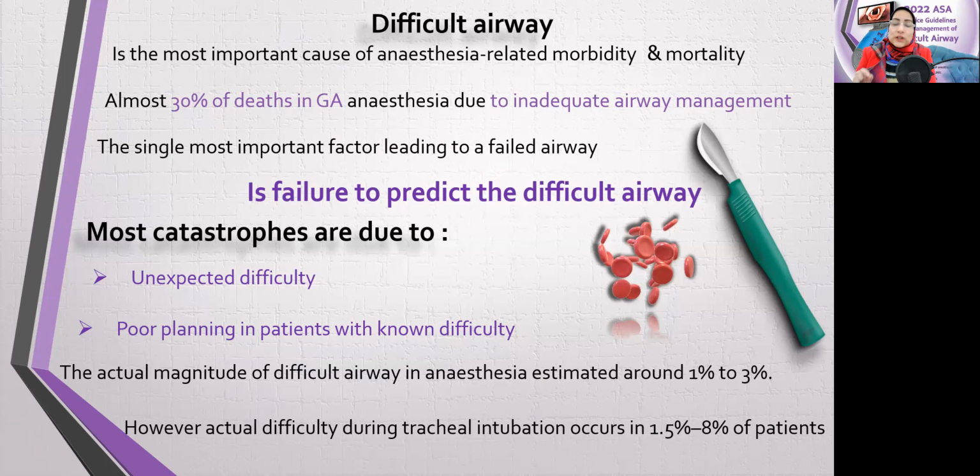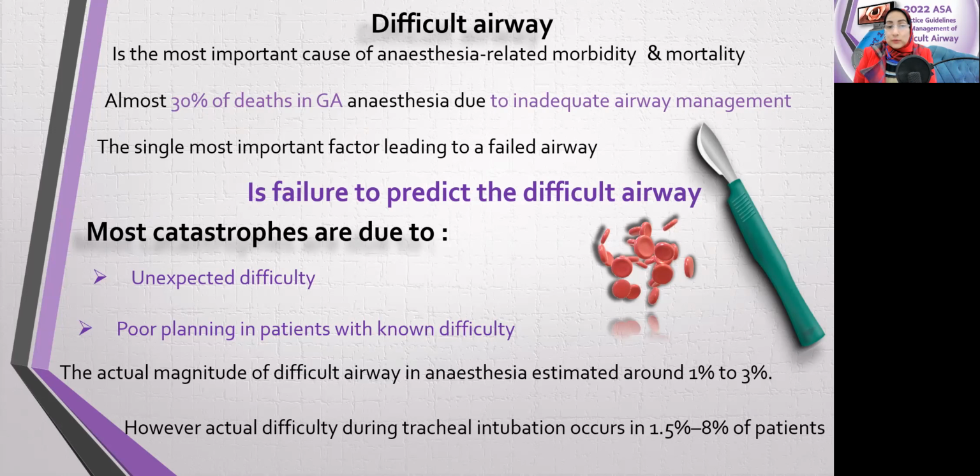The single most important factor leading to a failed airway is failure to predict the difficult airway. If you try to anesthetize your patient and go for surgery, and you didn't predict that your patient has a difficult airway, then you are in a catastrophe. Most catastrophes are due to either unexpected difficulty or poor planning in a patient with known difficulty.